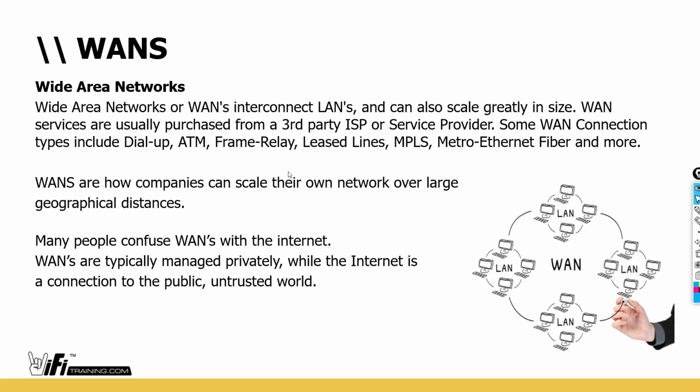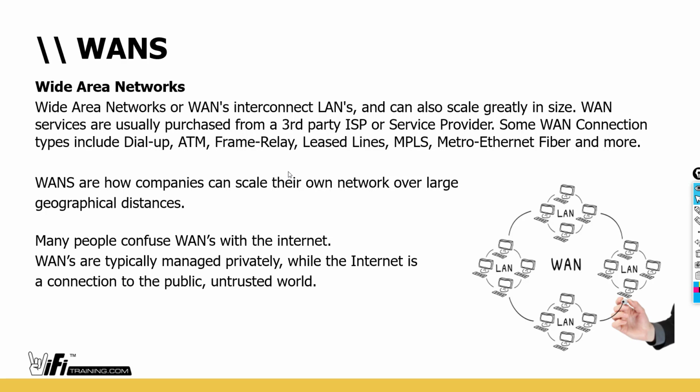WANs are wide area networks. They interconnect LANs, and they can also scale greatly in size. We're leasing these from third-party providers again, okay? And this is how we can interconnect offices, and how companies can have offices that are doing business all over the world, and still be interconnected. Now, there's different types of WAN technology out there, but WANs are typically leased from a third-party provider, okay?